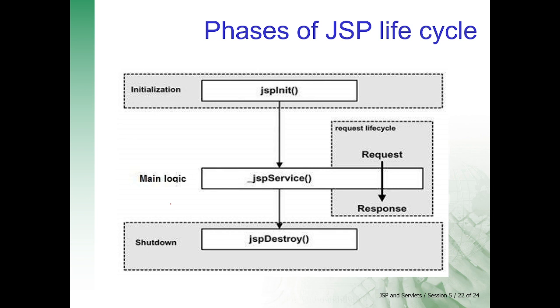So remember, these are the life cycle methods. In the previous slide we saw the stages; this is the life cycle methods. Here also we have initialization and the main logic. You can see the request life cycle and the response. Then service, and then it is destroyed or shut down. So here also we have three life cycle methods. Remember, the life cycle methods will always come in MCQs. Here they are prefixed with JSP: jspInit, jspService, jspDestroy.